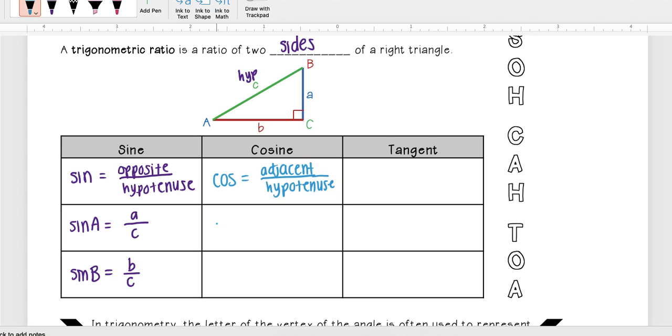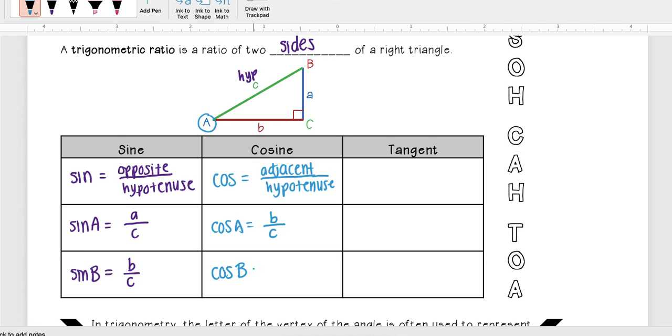So let's say I wanted to find the cosine of angle A. I would go to angle A right here. I first label my hypotenuse, which we already know here is C. And then the adjacent side is the side that is right next to my angle, but it's the side that's not your hypotenuse. So here, the side right next to my angle A is going to be B. And the hypotenuse is still C.